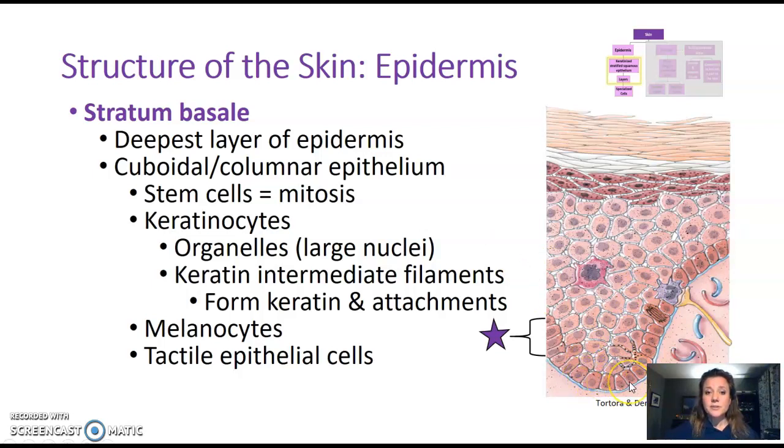Again, these are stem cells. They undergo mitosis, and they are producing keratinocytes. At first, the keratinocytes are going to have organelles and large nuclei, just like any other cell in our body, but that is going to change. They are going to form keratin intermediate filaments that are going to form keratin, which is a protein, as well as attachments between cells. Remember that our skin is going to function as a barrier between the inner tissues of our body and our environment.